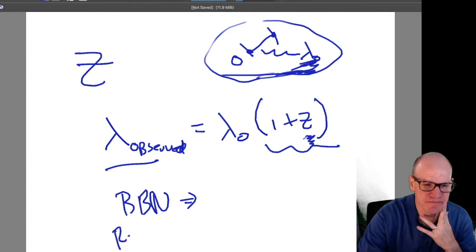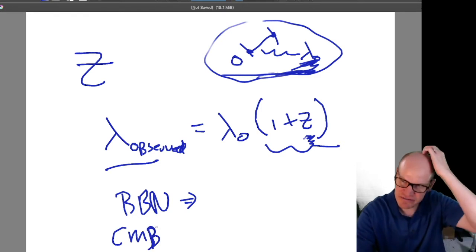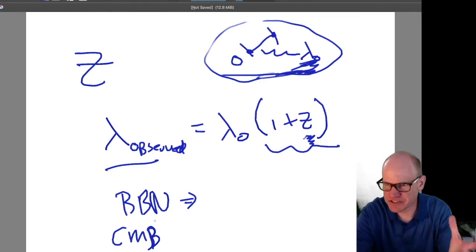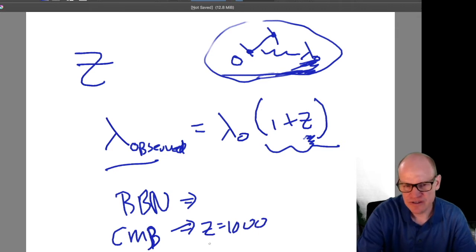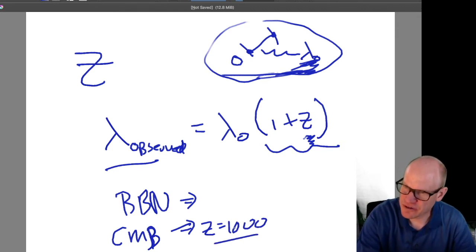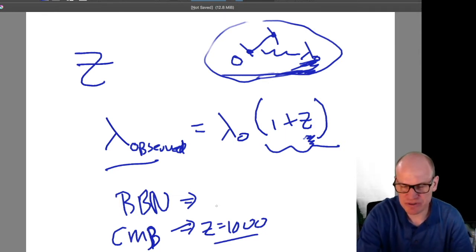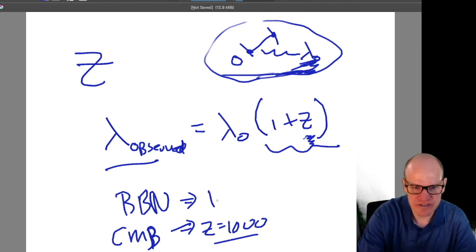So recombination, that's the cosmic microwave background radiation. The cosmic microwave background radiation is radiation that was released at the time of recombination and has since stretched out. This happens at a redshift of z equals 1100, but it's around a redshift of 1000. That happens at little electron volt energy scales. Big Bang nucleosynthesis happens at million electron volt energy scales, which implies that the redshift was a million times higher. So that would be a redshift of 10 to the 9 for Big Bang nucleosynthesis.